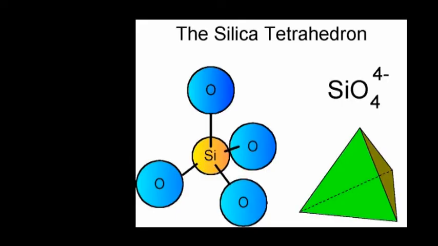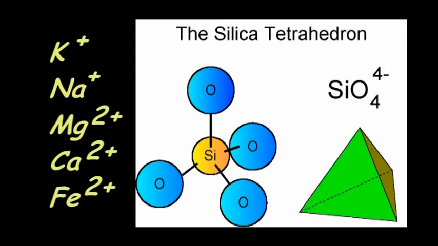Most silicate minerals contain pyramids called Silica Tetrahedron. If we add up the valencies, +4 for silicon, and 4 lots of -2 for the 4 oxygens, we get a net charge of -4. To balance this, silicate minerals carry lots of positive ions as well. Potassium, sodium, magnesium, calcium, iron and others, the elements of life.